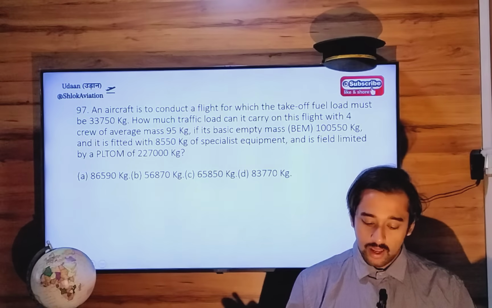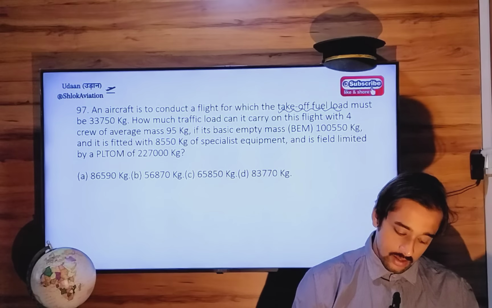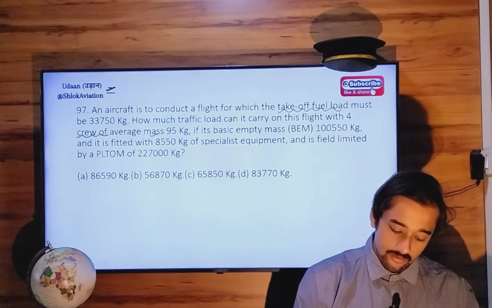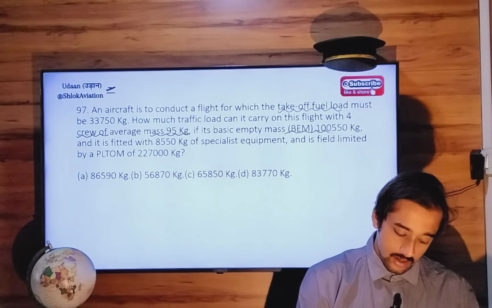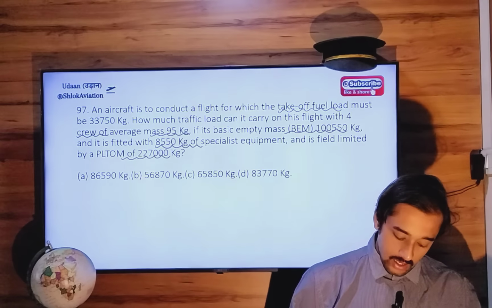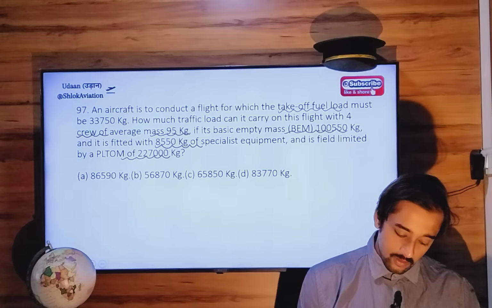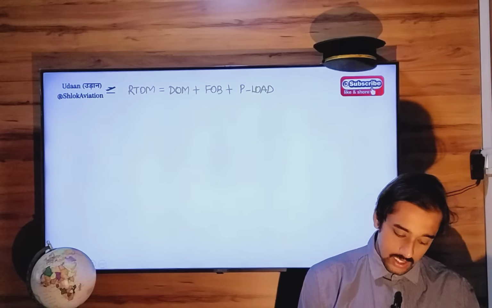Next question 97. Aircraft is to conduct a flight for which takeoff fuel load is provided to you. Then 4 crew of mass 95 kg, basic empty mass is there. Performance takeoff mass is there. Special equipment load is there. Again, another formula based question. Let's substitute the values. Takeoff mass is 227.